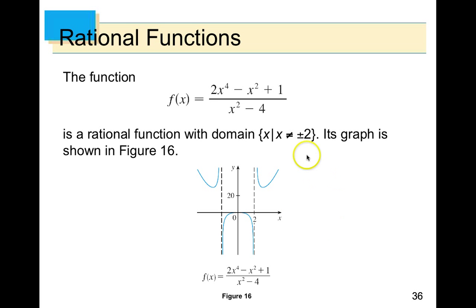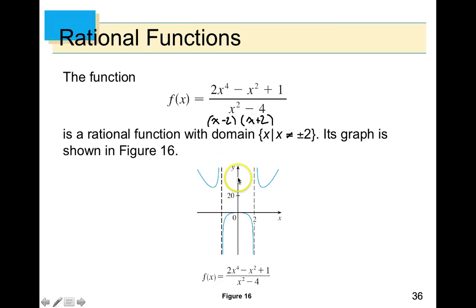So if we think about another rational function, this one's a little bit more complex. f of x is equal to 2x to the fourth minus x squared plus 1 over x squared minus 4. If we wanted to state the domain of this function, we would have to factor out the bottom, which would be x minus 2, x plus 2. And so that means that the domain cannot equal positive or negative 2.